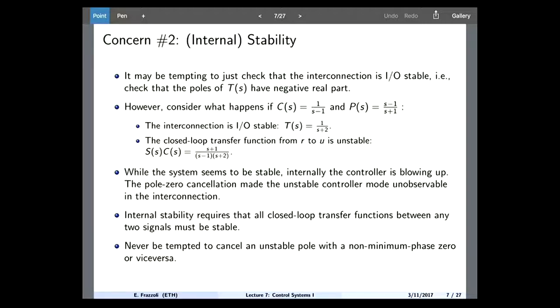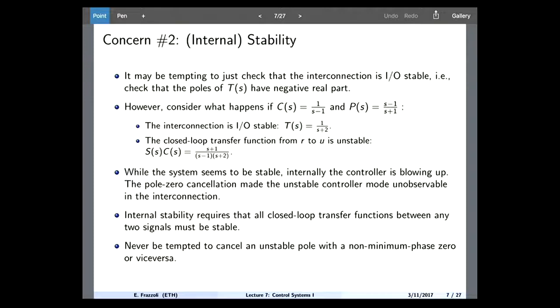Okay, and see what happens here. Essentially what we did here is, for whatever reason, the plant has a non-minimum phase zero. And somebody who thought to be clever said, oh, we don't like non-minimum phase zeros, so let's put this pole that cancels that zero, but it's an unstable pole. Stupid idea, okay? Because now your input-output looks great, but your controller is exploding, okay?